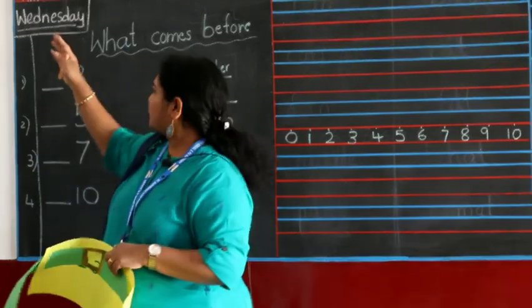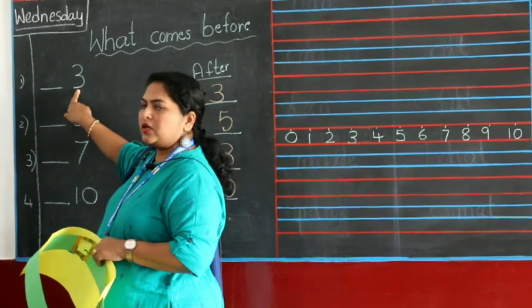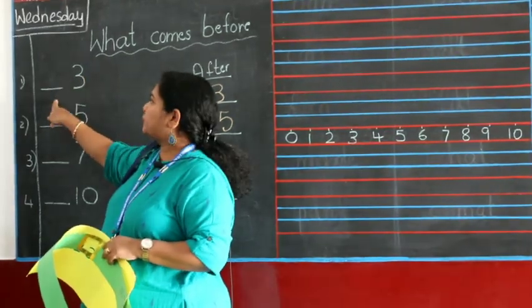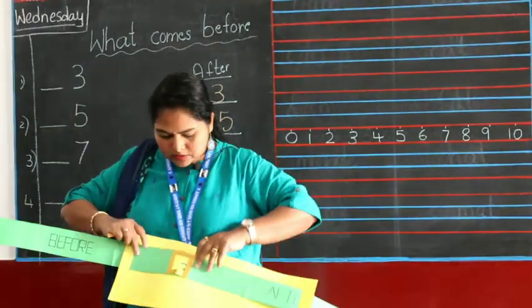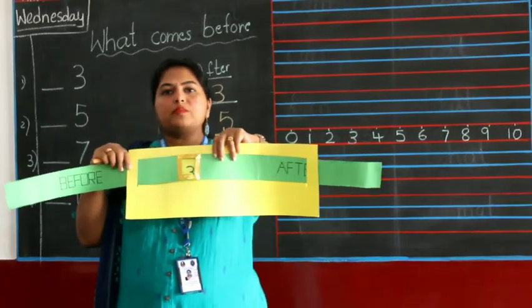So I have put some questions for you all. The first one is 3. What comes before 3? So this is 3 over here. So let's see what comes before 3.